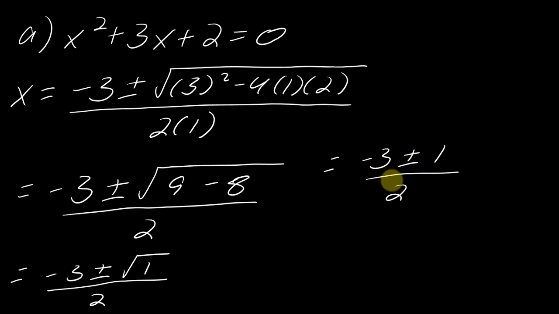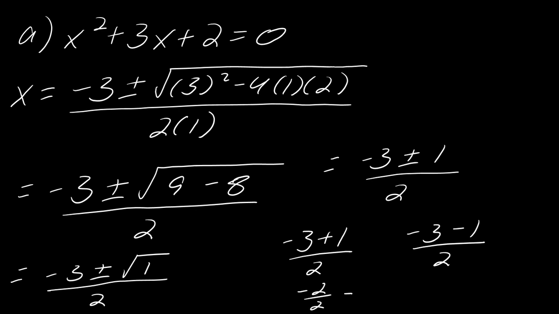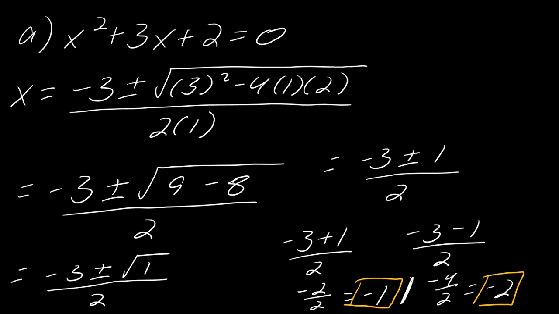And so now what I need to do is I need to really break this into two separate cases. So I'm going to have negative 3 plus 1 over 2 and negative 3 minus 1 over 2. And so what does this become? This becomes negative 2 over 2, which equals negative 1. That's my first solution. And this is negative 4 over 2, which equals negative 2. So my two solutions are negative 1 and negative 2.